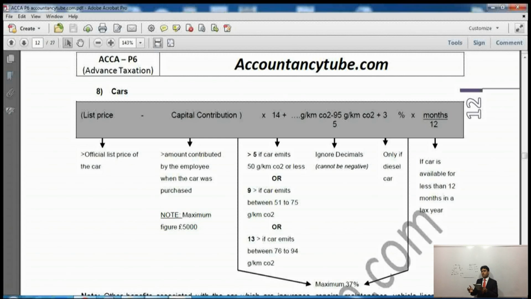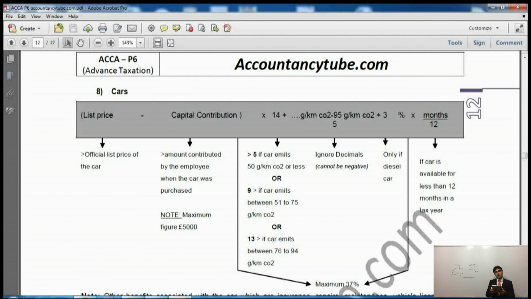Say for example, if the car which was provided to you had carbon dioxide emission of 120 grams per kilometer, then what you will have to do is 14 plus 120 less 95 divided by 5, right? Then in the end it says plus 3. Now this plus 3 is only relevant for diesel cars.